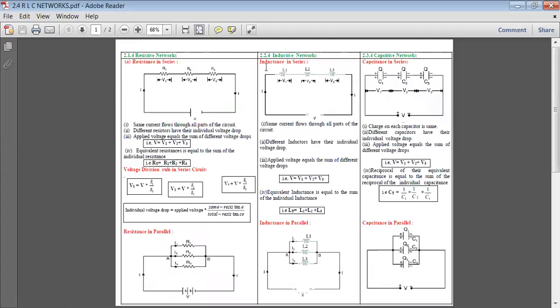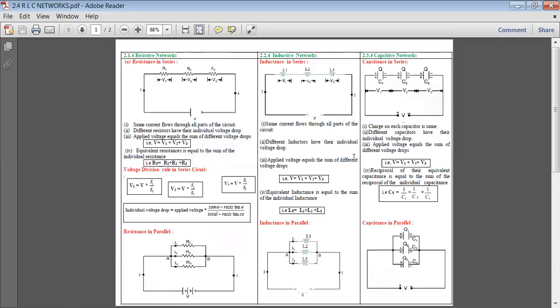Right. Now come to inductance in series. Inductance in series and resistance in series have exactly equal points. Let us check how the points are related to inductance in series. Same current flows through all parts of the circuit. Different inductors have their individual voltage drops. In resistance also, the same point applies.